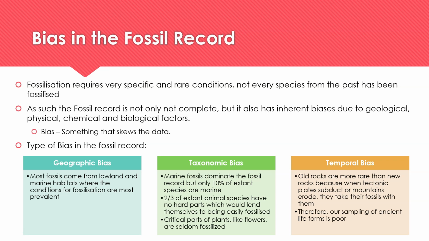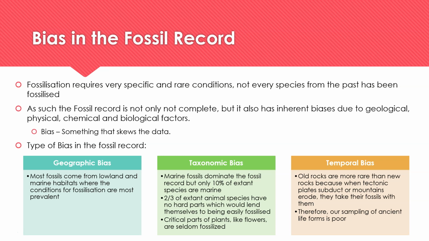The other thing is temporal bias. Temporal here means it's related to time. This is the idea that older rocks are more rare than newer rocks. They were made longer ago, so there's been more time for them to be lost. Maybe they've gotten subducted into magma underground and just completely lost. If that happens, they take their fossils with them. Or what if something has been eroded away and destroyed in that?